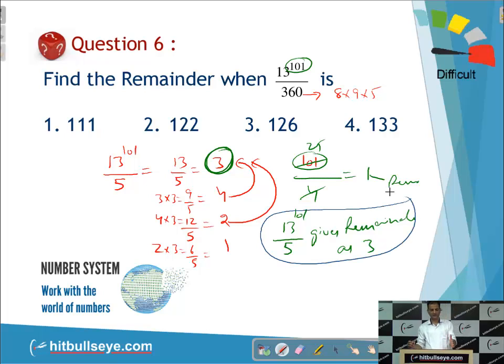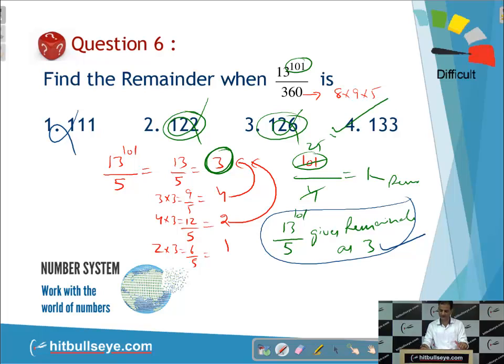So now just check, I am not going through 8 and 9. Simply after dividing by 5, I will see the choices. 111 divided by 5 remainder is 1, not possible, because what I want is remainder should be 3. 122 divided by 5 remainder is not 3, remainder is 2. 126 divided by 5 remainder is 1, and 133 divided by 5, only this option is giving remainder 3. Then why waste time on 8 and 9? Simply you can mark option 4, when 13 to the power 101 is divided by 360, the remainder is 133.